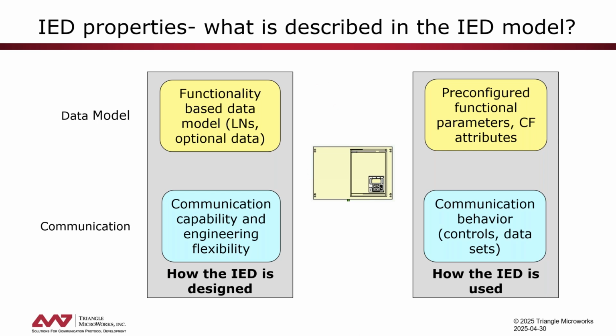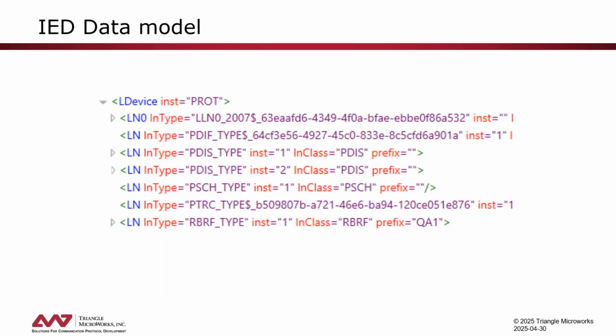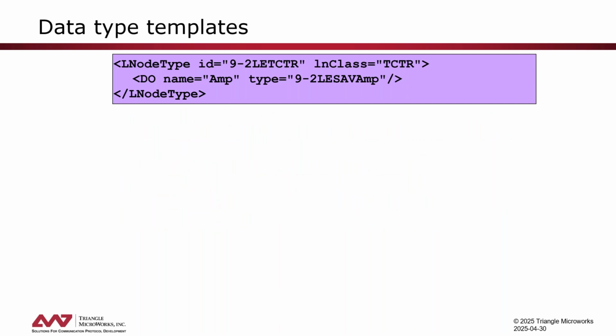Okay, now how is that translated into XML or into the SCL, the System Configuration Language? As we already have seen, we have on one side the data model. We list the logical device, we list all the logical nodes, and instead of referring to the details of the logical nodes here, we refer to what we call a logical node type. And that's where the data type template section comes into the game.